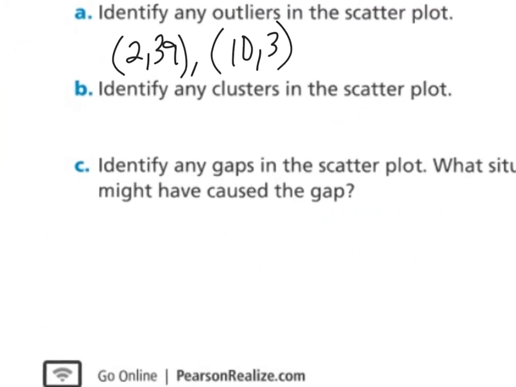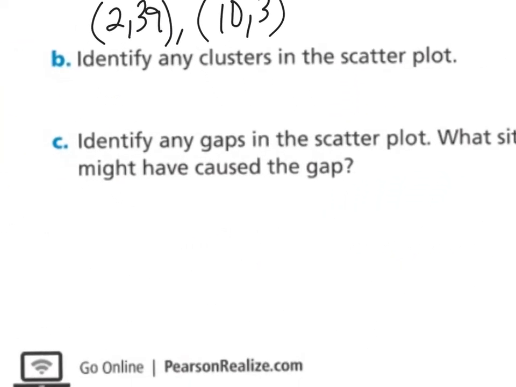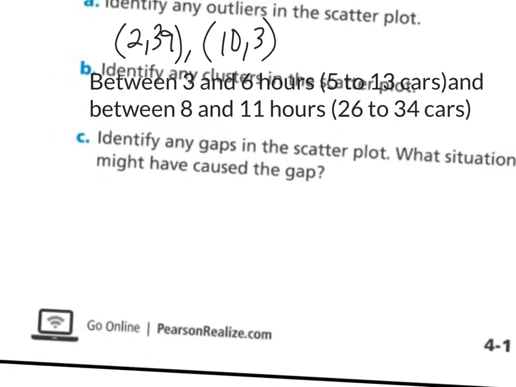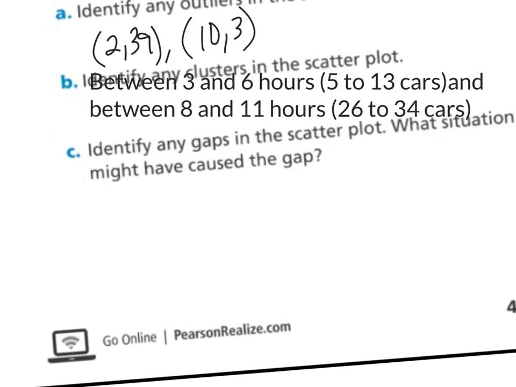So when we're identifying our clusters there, to be specific, we could say between 3 and 6 hours, which is 5 to 13 cars, and between 8 and 11 hours, which is 26 to 34 cars, would be where our clusters are. And then part C, identify any gaps in the scatter plot. And they're asking what situation might have caused the gap.